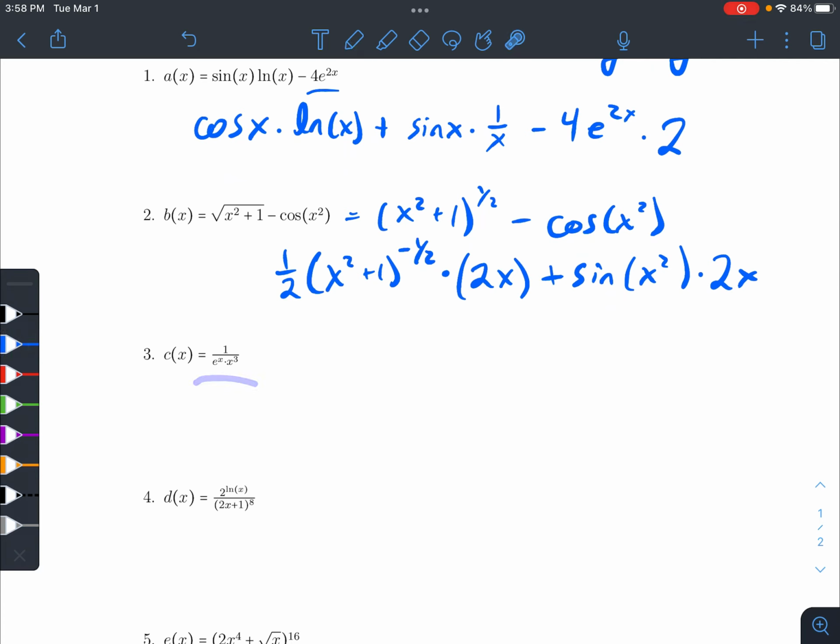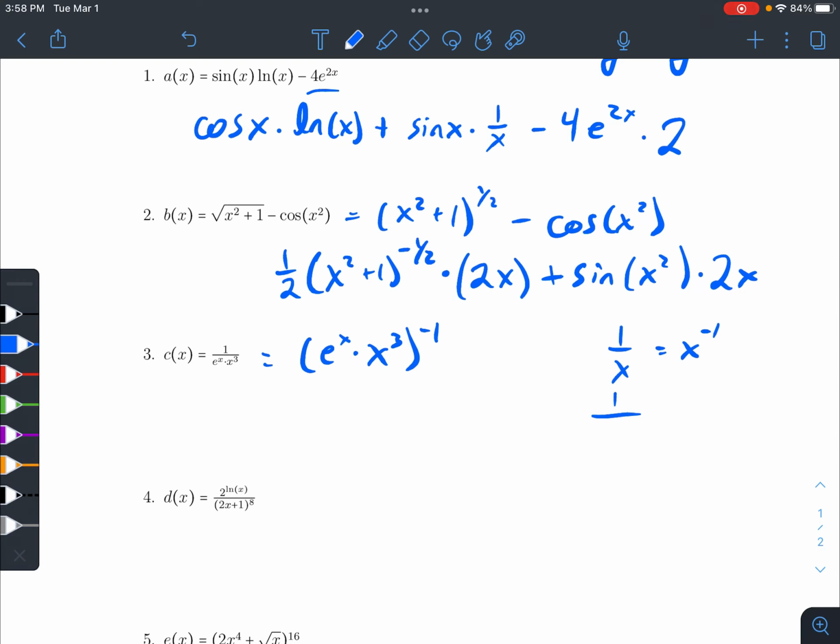All right, this next one I think is pretty difficult. Whenever you see something like 1 over something, you want to think of this as that something to the negative 1 power, in the same way that 1 over x is the same as x to the negative 1. If I have 1 over blah, this is equal to blah to the negative 1 power.